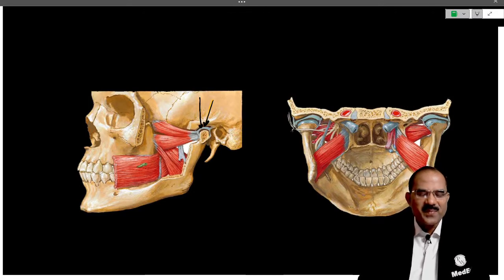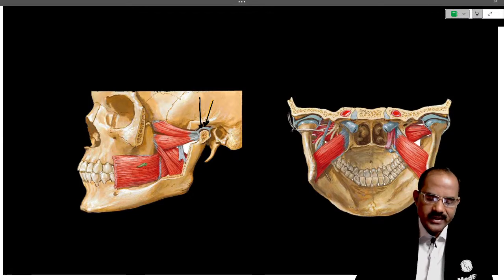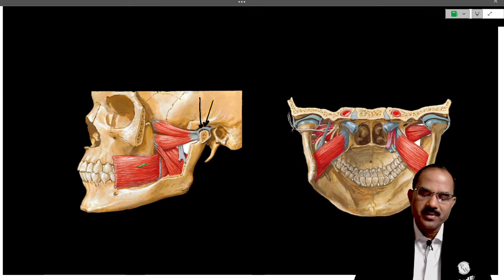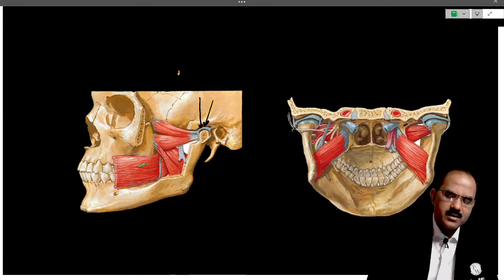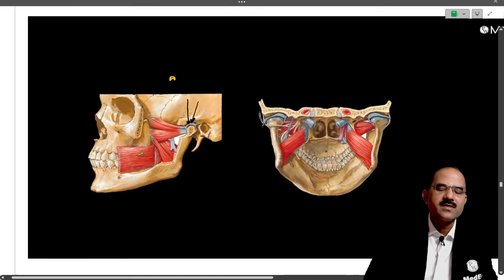Any guesses? What is this that I've pointed? Yeah, the joint is the TM joint, bacha. The joint is the TM joint, but I'm pointing to something. This is the articular disc.